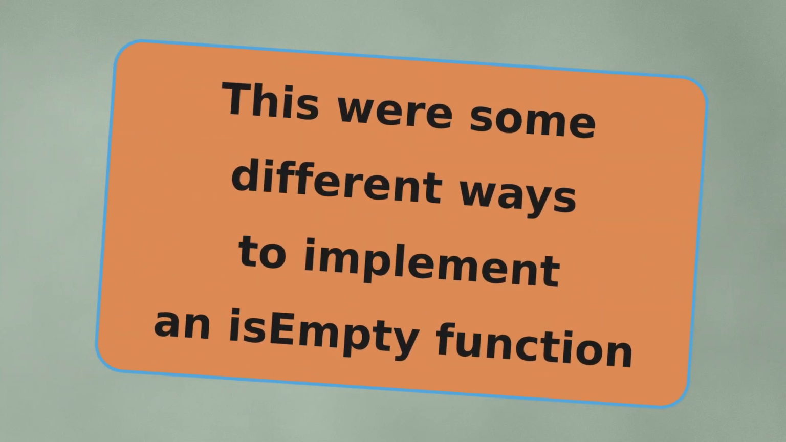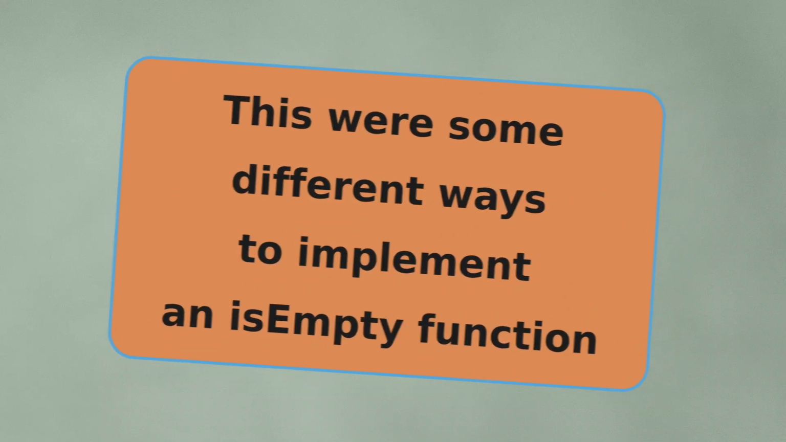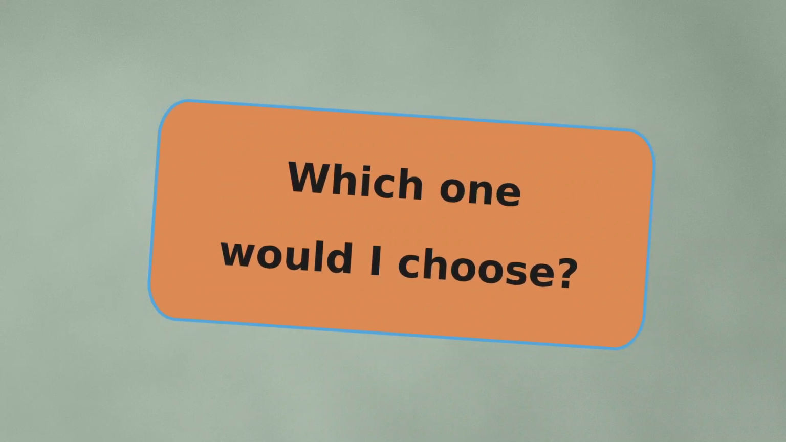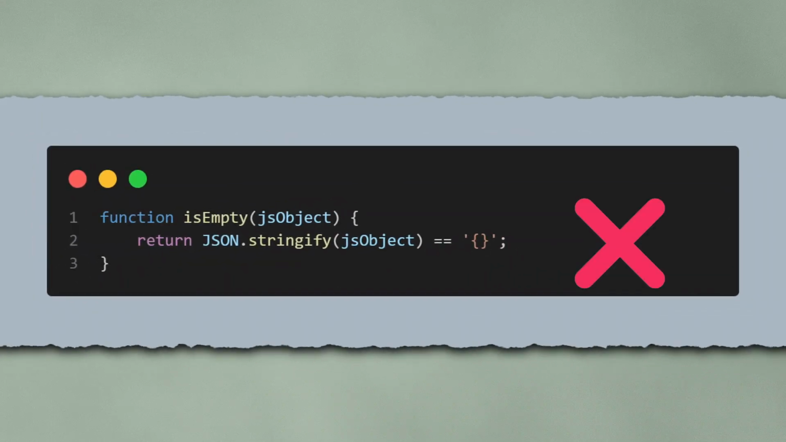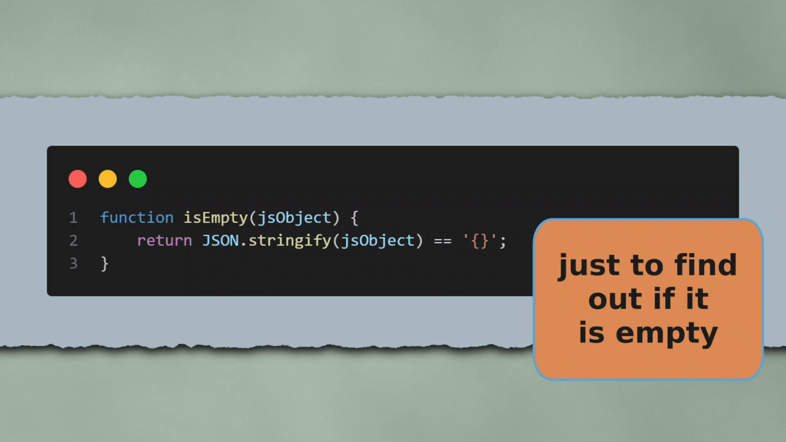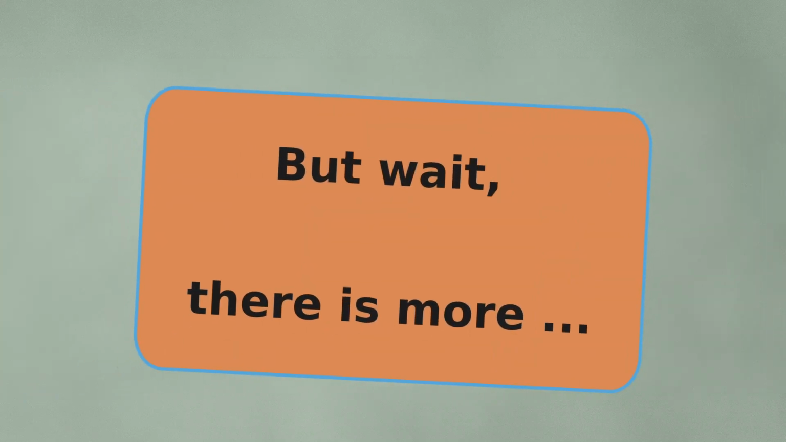Okay, so these are some different ways to implement an isEmpty function for JavaScript objects. Which of the solutions would I choose? Well, I guess I wouldn't go for the JSON serialization, because the point is that you don't know how large this object is, and maybe you would serialize a large object to a JSON string just to find out if it's not empty, so this might be a bit overkill, I think. I would use the Object.keys function because it is pretty easy to use, and I think in most scenarios that will do the trick.